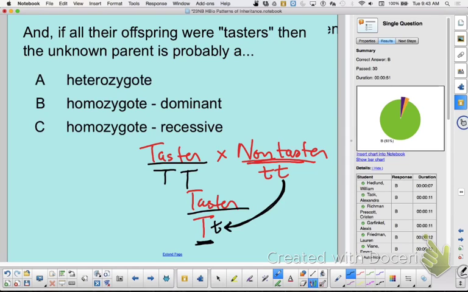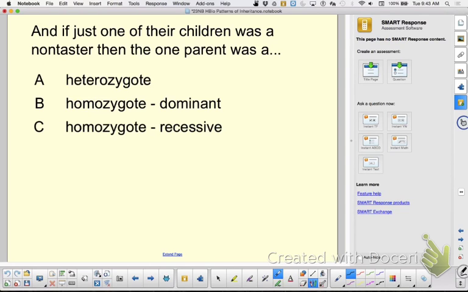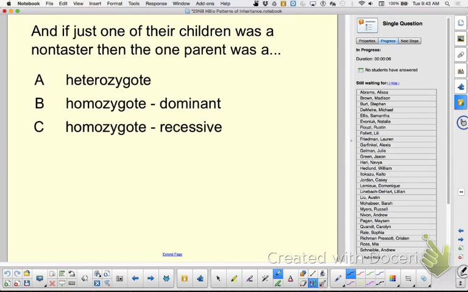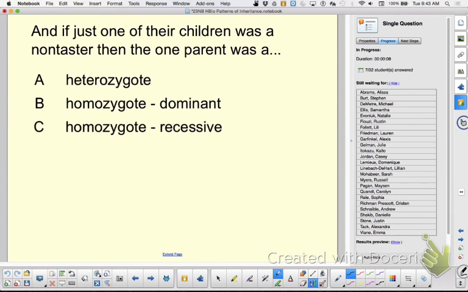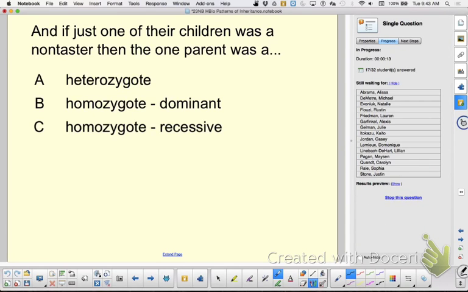Almost got it. Good job, Will. Hang on. Is this something you memorize or something you understand? Understand.